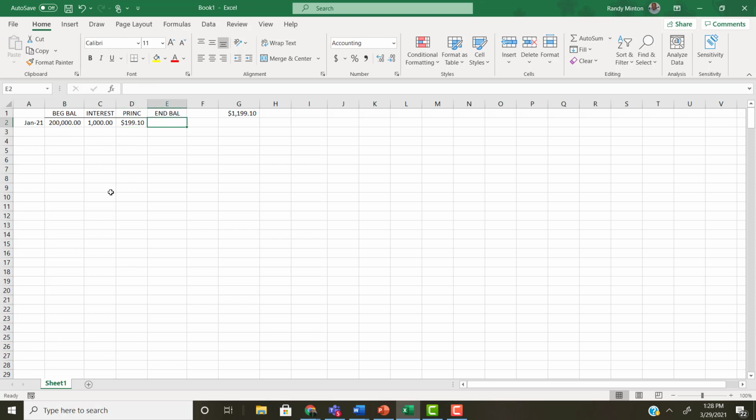So the ending balance then, by definition, is going to be equal to your beginning balance minus your principal that came off that month. That gives you your ending balance. And you can almost do this in your head, but you see that it's about $200 and this is about $200. So you know that that's right. I'm going to come over here and put the beginning balance for the next month equal to the ending balance here. So I'm just going to say equal and point to my ending balance.